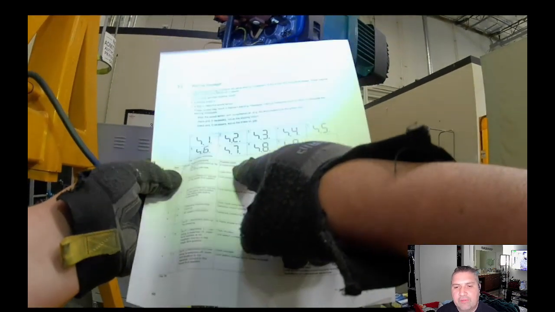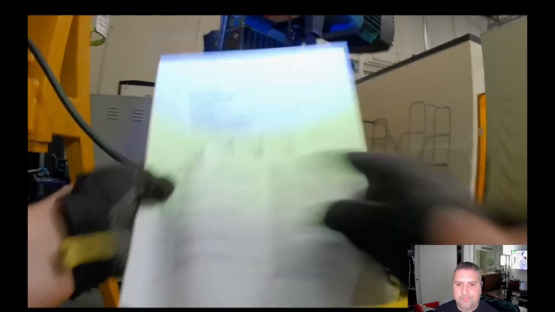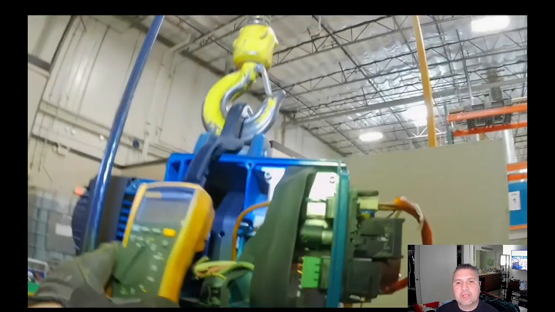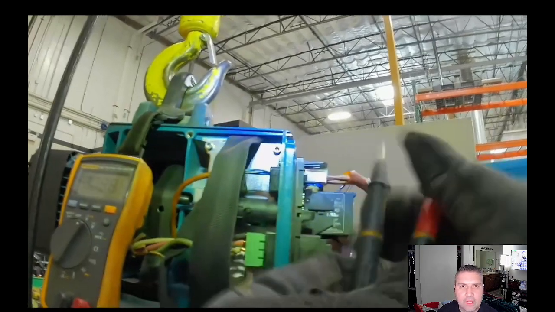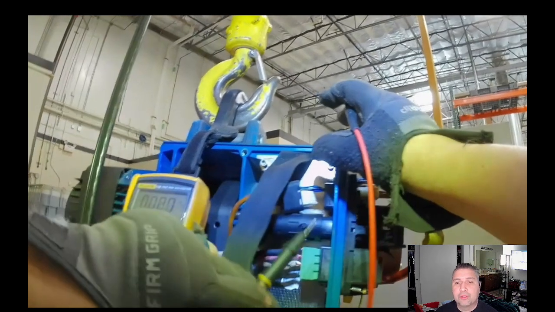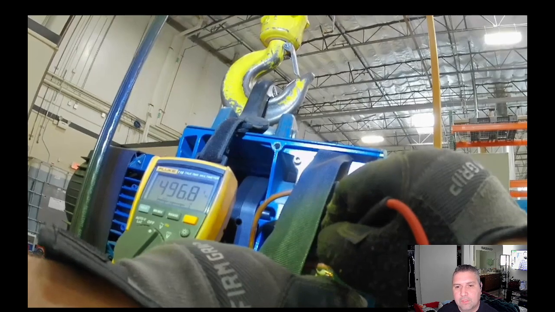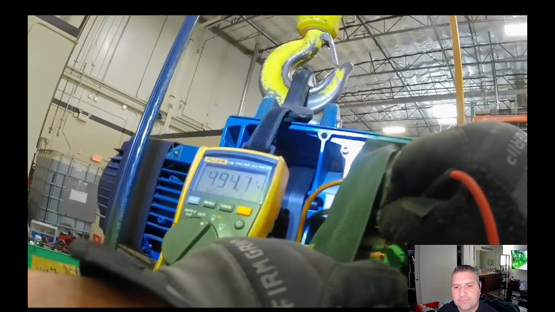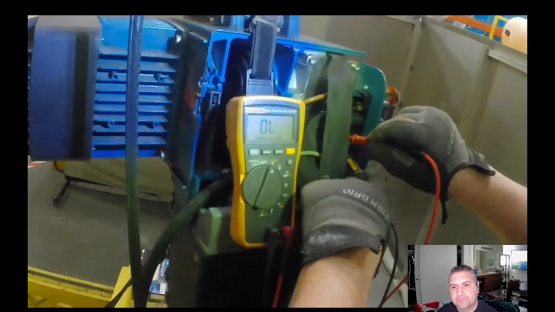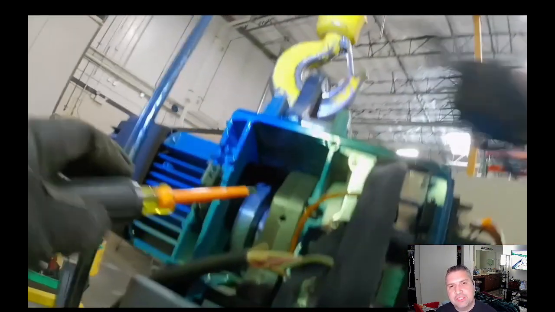I'm reading everything in person, what I just showed you on the screen. Same thing, I go check the mains voltage. I just want to verify that I've got 480. This is three-phase 480, so I want to verify that I have 480 across all three legs, all three phases. There's 480, 480, and 480. So my mains power supply is good, and I know the issue isn't there.